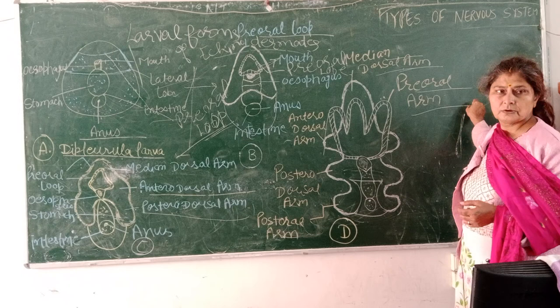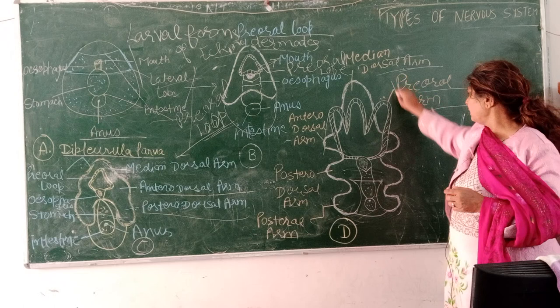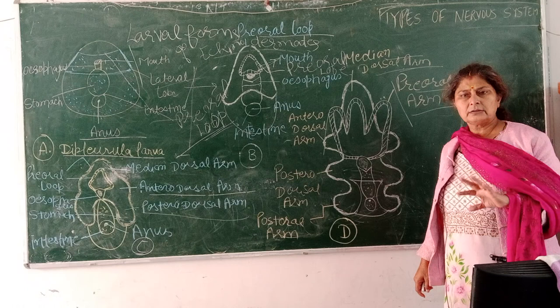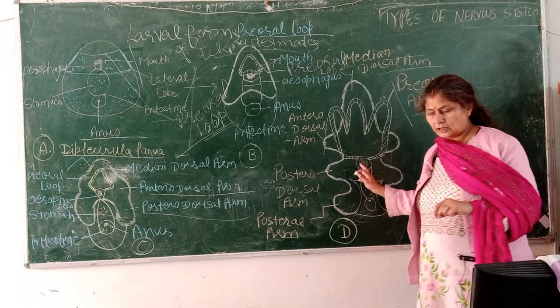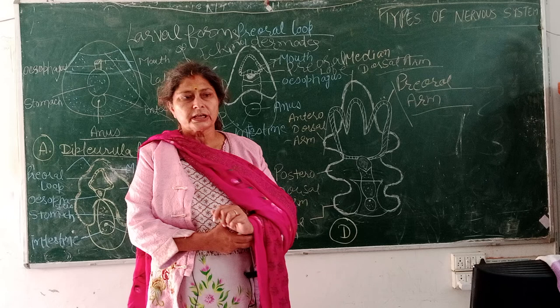Because this is above the mouth only, it is called the preoral arm. Clear? Preoral. This is called the preoral arm. This is the bipinnaria larva of Asteroidea. Class Asteroidea. And what is an example of it? Starfish.